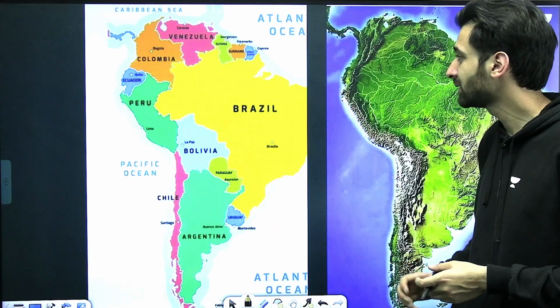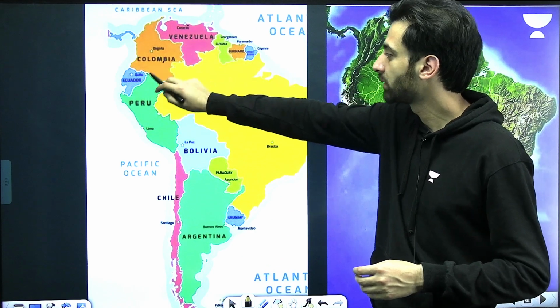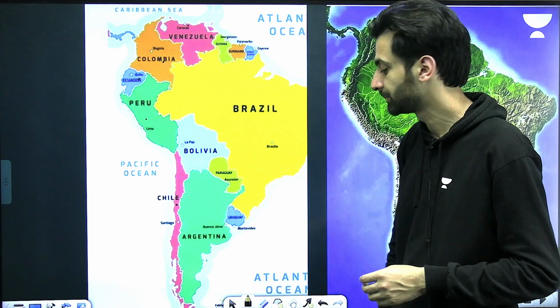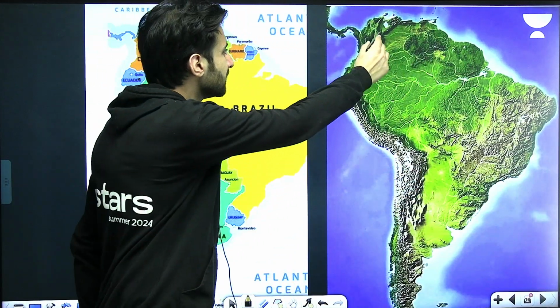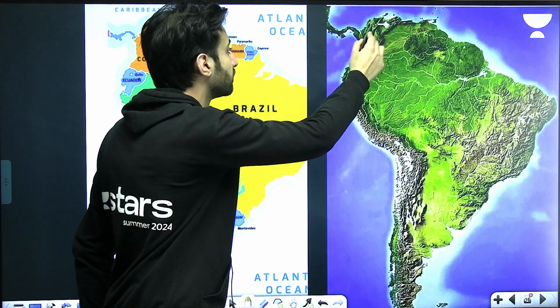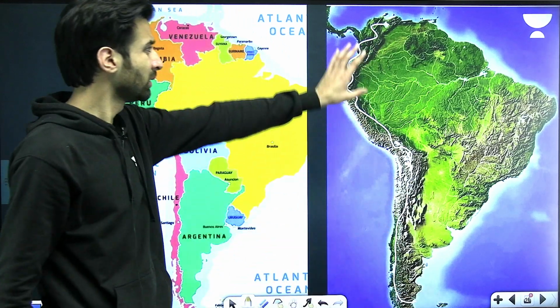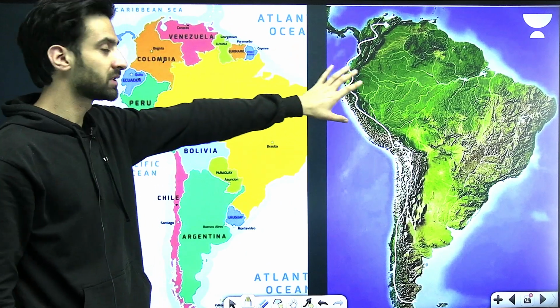Going to the next physical feature, first look at the map. Look at the countries: Venezuela, Colombia, Ecuador, Peru, then we have Chile and Argentina. Now look at this map, and this is a mountain range on this side. Just a second, I'll make it a bit more clear. On this side, you will find a mountain range. Now, take a proper look at this map.